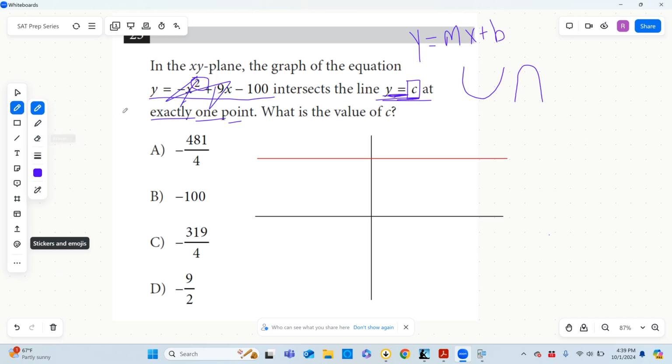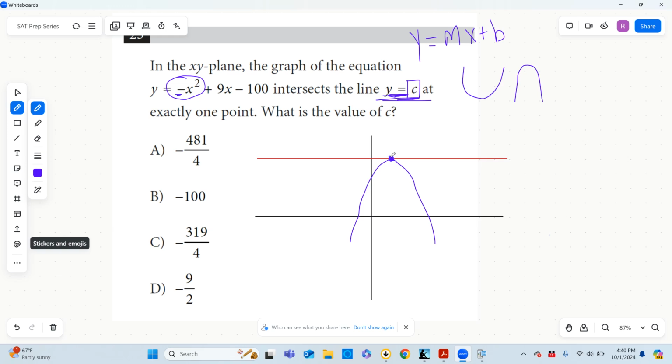Oh boy, I want the eraser. Come on now. There we go. It's going to open downwards, and I know that because I can see that in front of my x squared I have a negative leading coefficient. So I know I have a parabola that opens downward. The only way for a parabola and a horizontal line to intersect exactly once is if they intersect at the vertex.